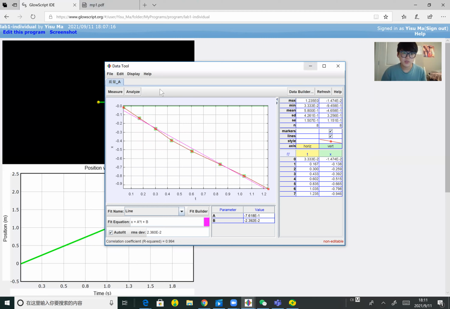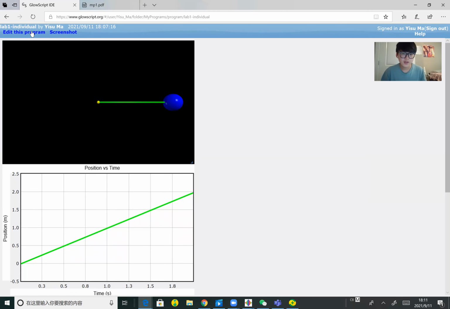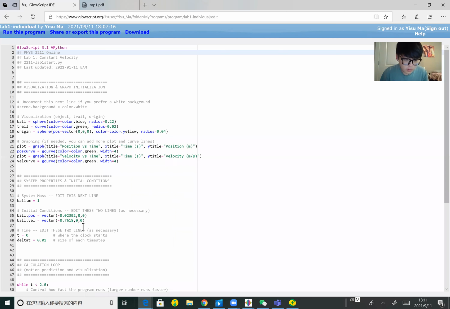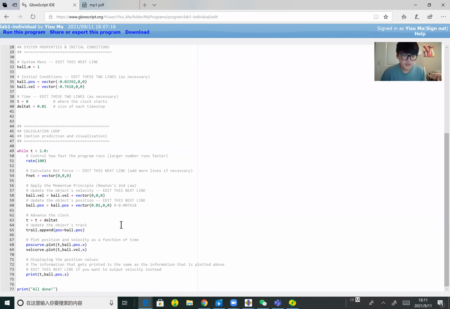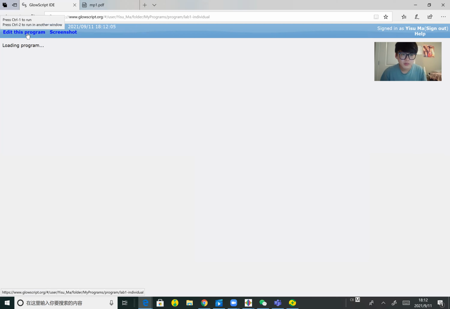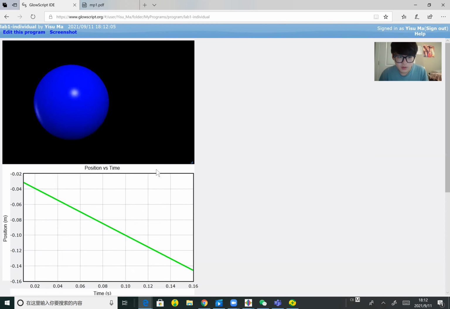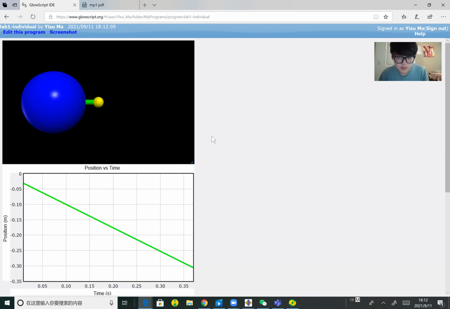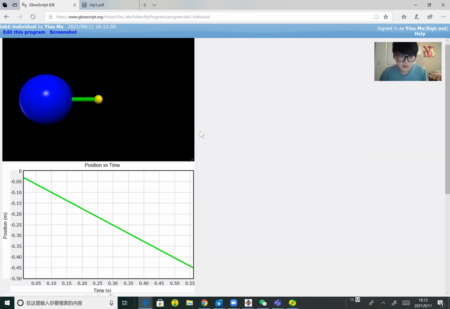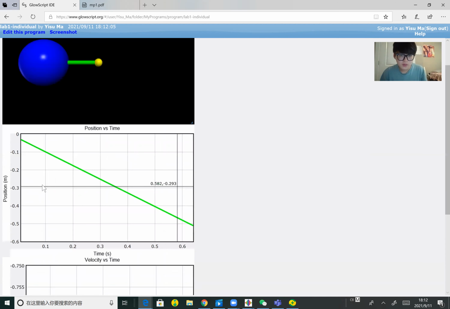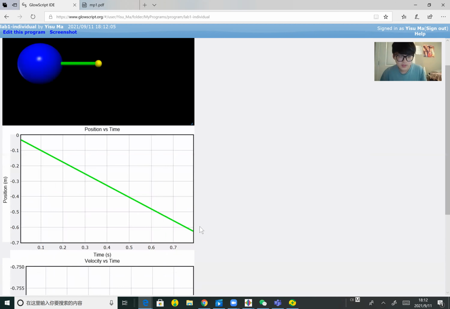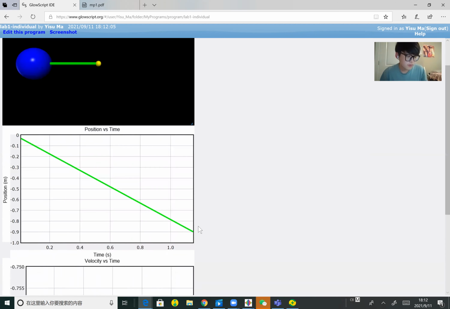So in our computational model, if we edit it and change this coefficient to this specific value, and then we run this program, you can see that our object is moving towards the negative x-axis, and the linear function is pointing downwards.